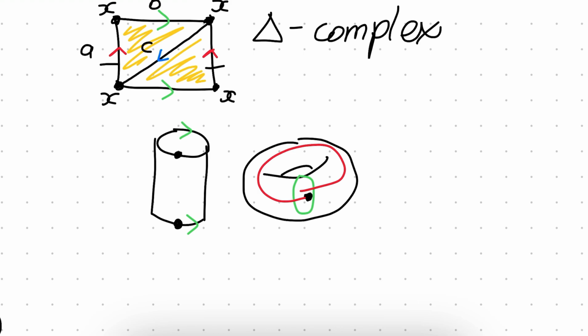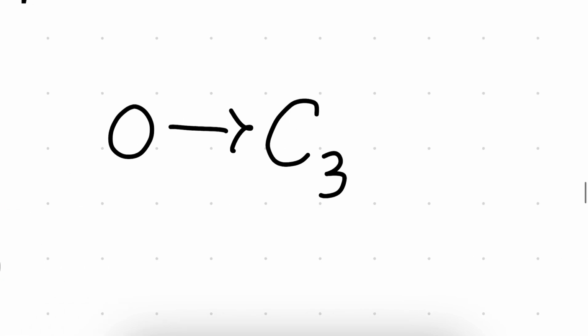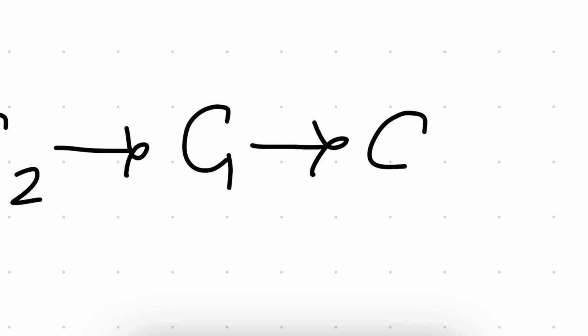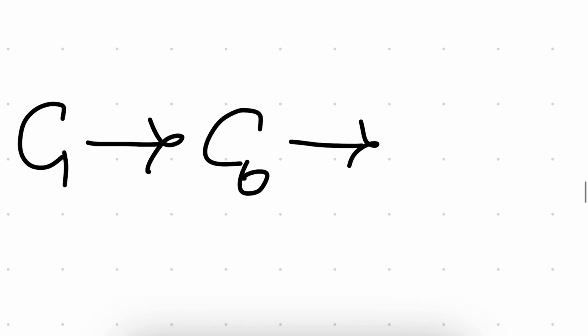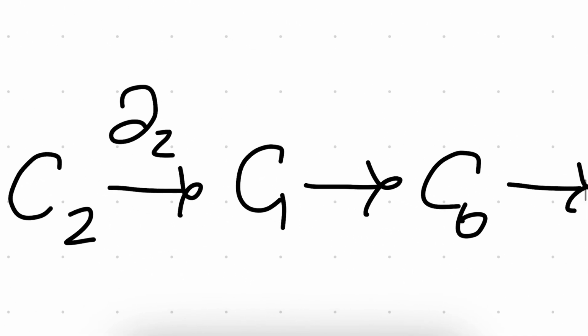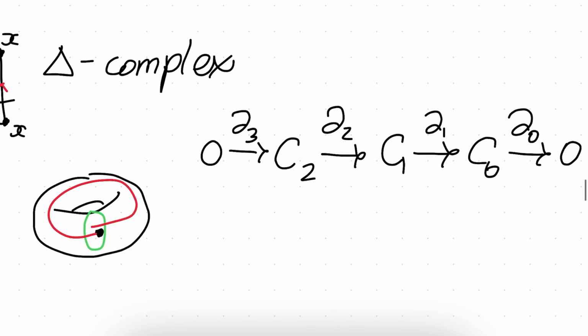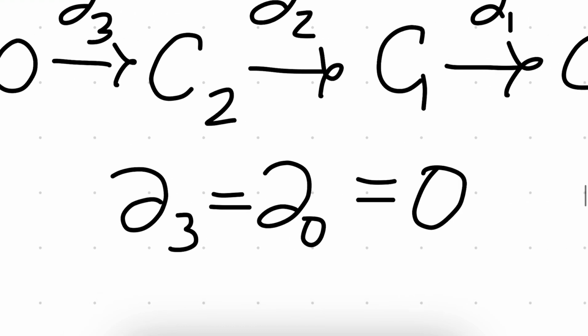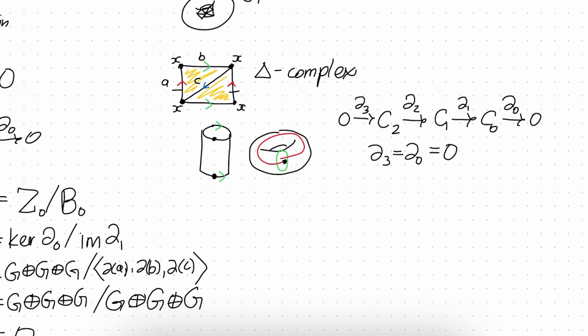Because now we have a 2-simplex here, we now have to consider three chain groups. So I have 0, C2 for the faces, C1, and then C0, and then back to trivial. And then I have my corresponding maps del 3, del 2, del 1, del 0. And again, trivial, del 3 is the same as del 0, and then just 0. That's their image.